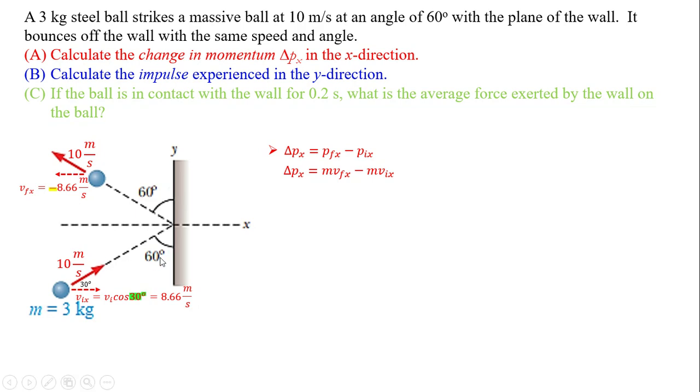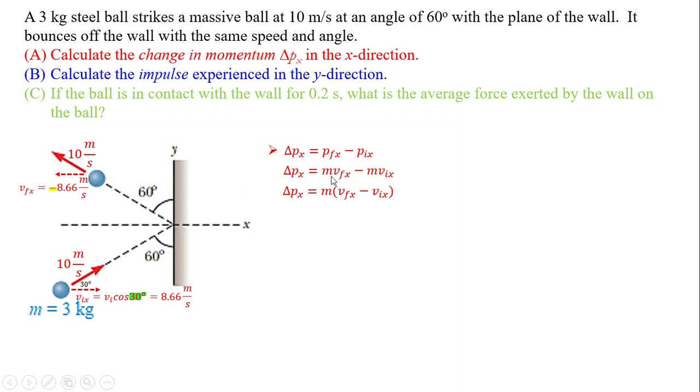But hopefully you're not overcomplicating it. It's pretty symmetrical. So if this vix on the bottom is 8.66, vfx in this case would have to be the same magnitude, except it points leftward because this vector is pointing left and up. So you notice here in my work, I have vfx is equal to negative 8.66, and it's negative because it's pointing left. So I'm just going to plug and chug.